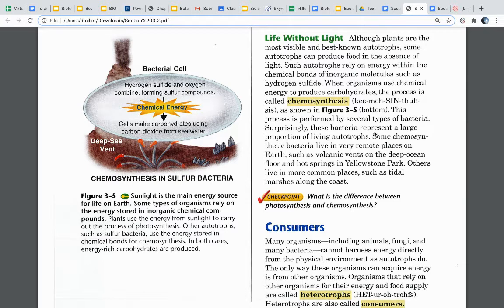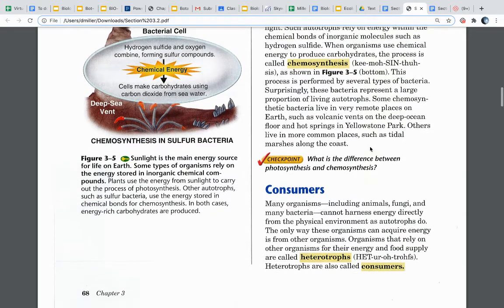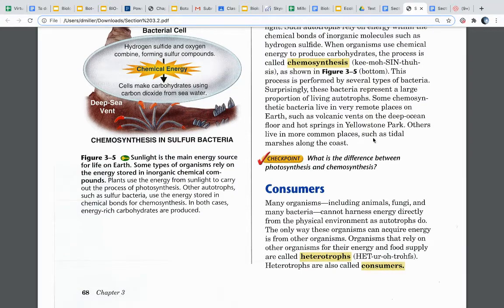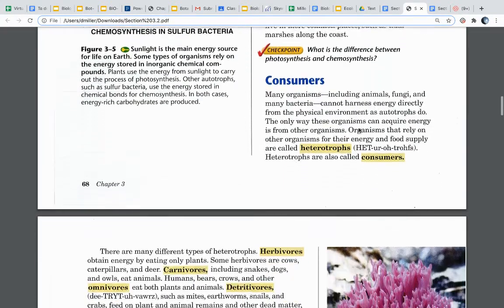Surprisingly, these bacteria represent a large proportion of living autotrophs. Some chemosynthetic bacteria live in very remote places on Earth, such as volcanic vents on the deep ocean floor and hot springs in Yellowstone Park. Others live in more common places, such as tidal marshes along the coast.